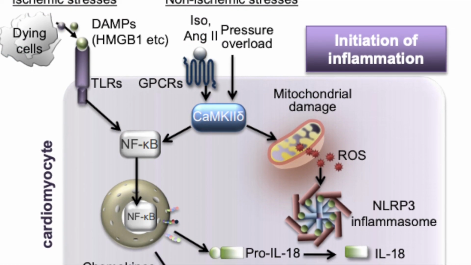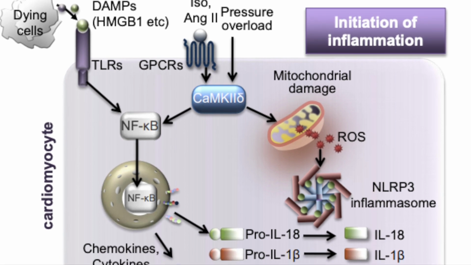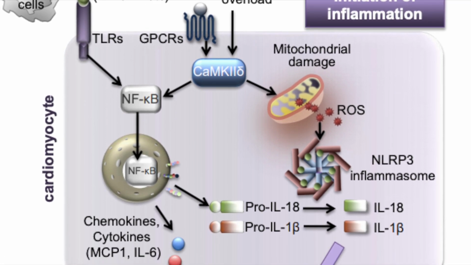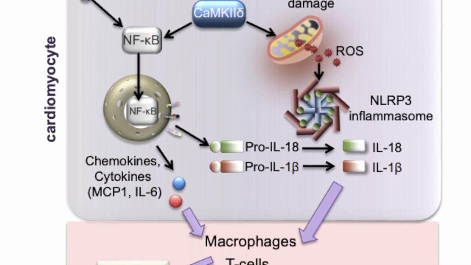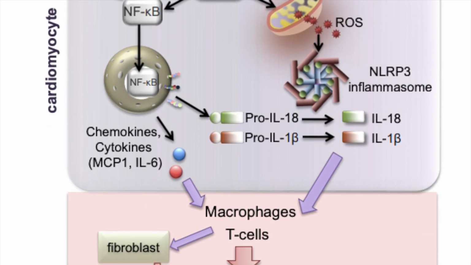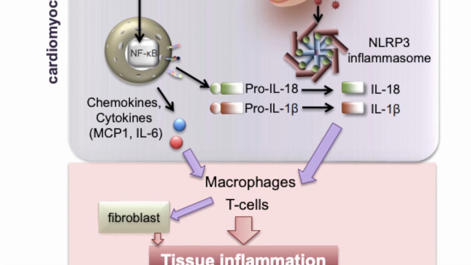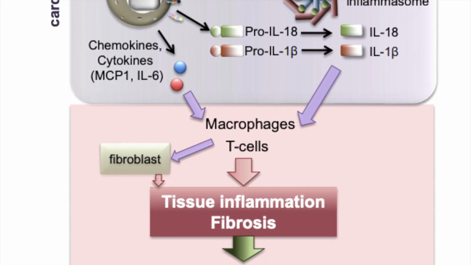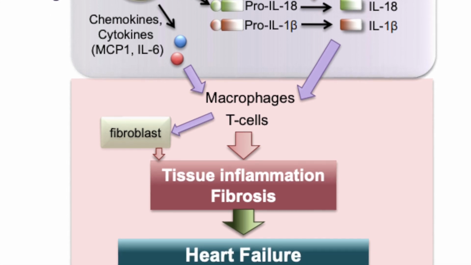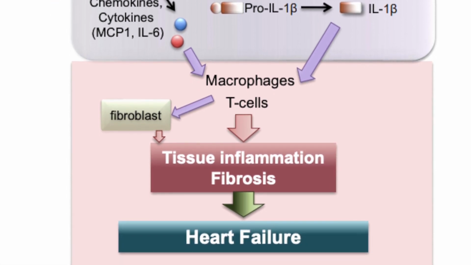They summarize recent evidence that subsequent macrophage recruitment, fibrosis, and contractile dysfunction induced by angiotensin infusion or transverse aortic occlusion are ameliorated by the blockade of CAM kinase 2, of MCP1, CC chemokine receptor 2 signaling, or the NLRP3 inflammasome activation.